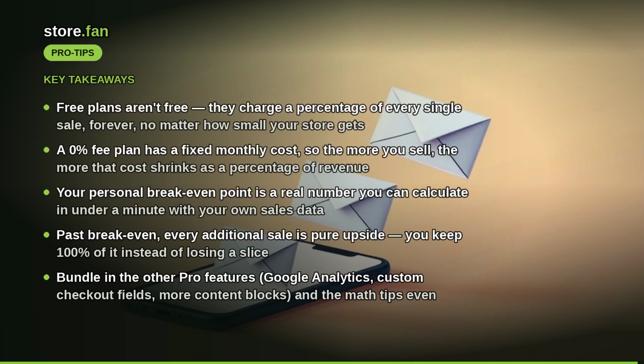You keep 100% of it instead of losing a slice. Bundle in the other pro features, Google Analytics, custom checkout fields, more content blocks, and the math tips even further in your favor.